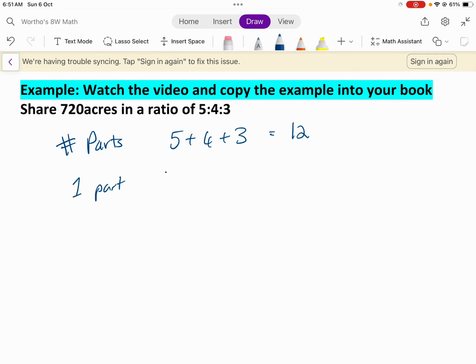We do this by taking the 720 and dividing by 12, 60. So one part is equal to 60. Now we can share it back out to the three people in the ratio that they're getting.